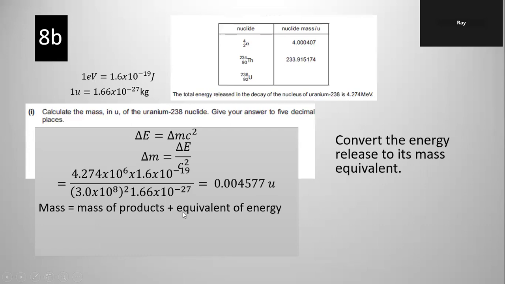Mass equals the mass of product plus energy equivalent. Right? Mass of product plus energy equivalent. Okay.